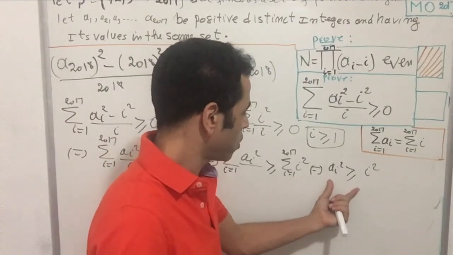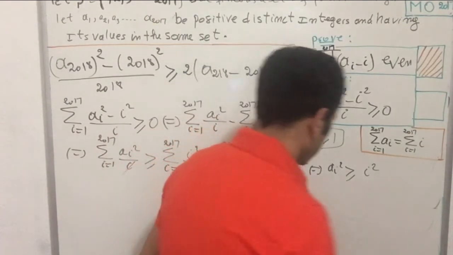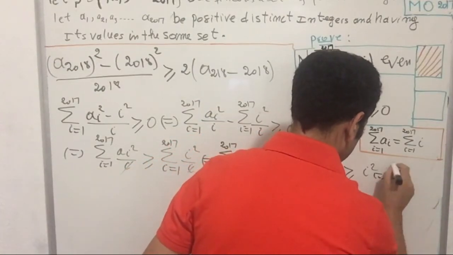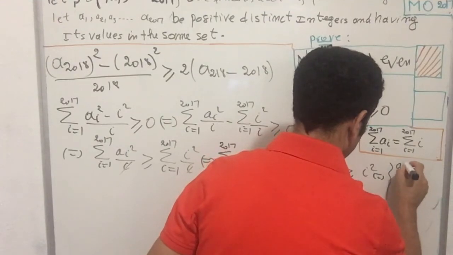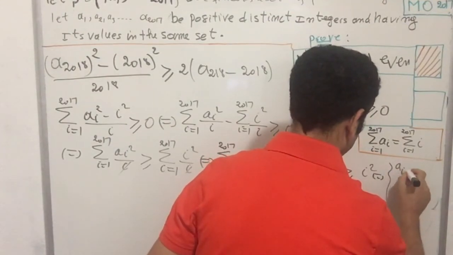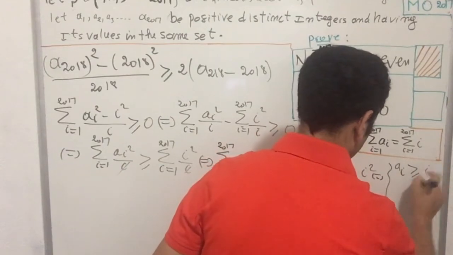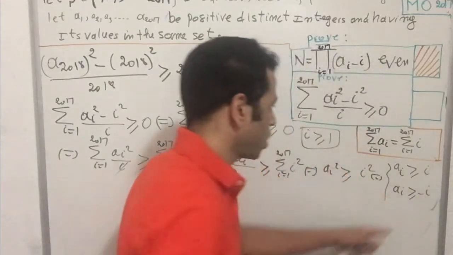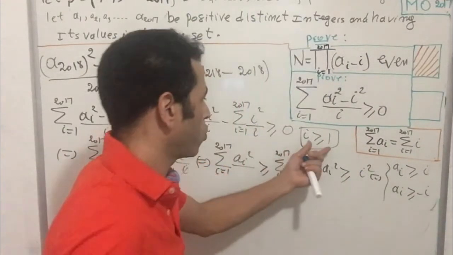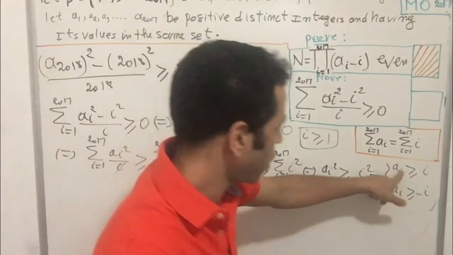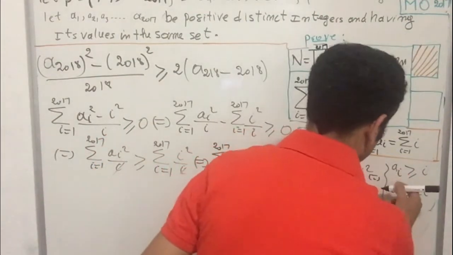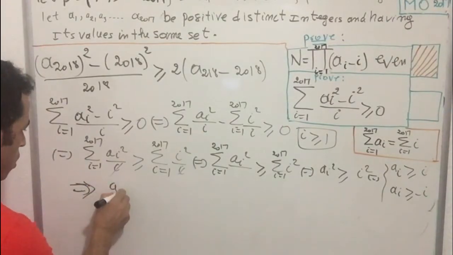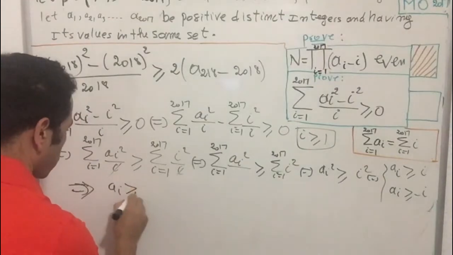Since these numbers are positive, that means this one has two cases. You have A sub I superior to I, and you have A sub I superior to minus I. Since I is a positive number, because I is always superior or equal to 1, we are taking the first one. That implies A sub I superior or equal to I.